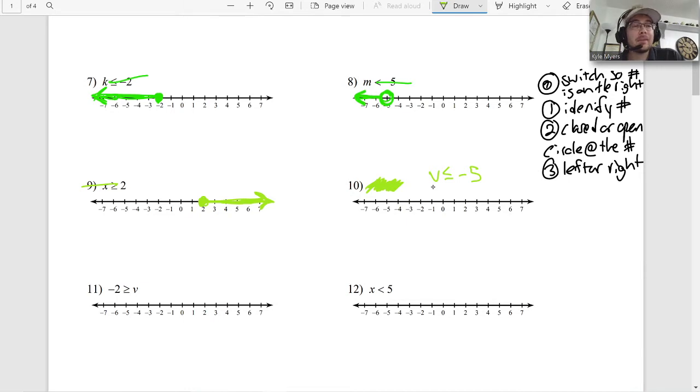A la derecha. So now step 1, just continue as usual here. Step 1, identify the number, -5. Closed or open circle on the number? It's going to be closed circle because it's including -5 because it's got the little bar underneath it. And then do we go left or right? Well, we go left. This way. Whew, that was kind of tricky. But now you know, if you see that the letter is not on the left and the number is not on the right, then you need to switch them.